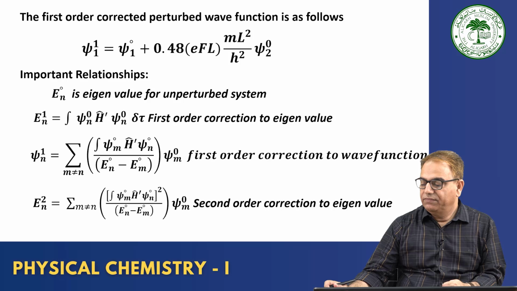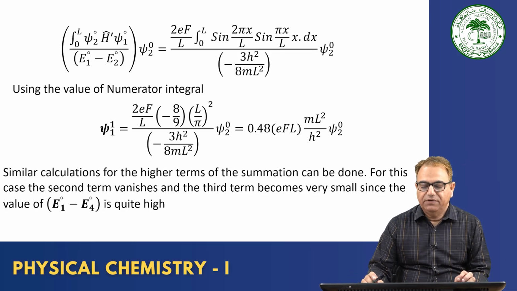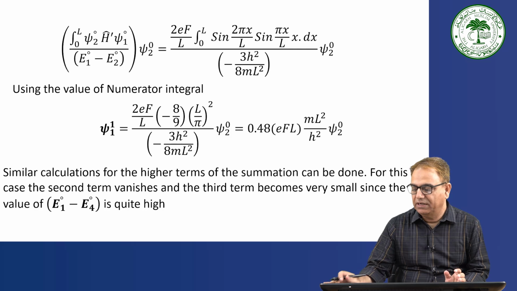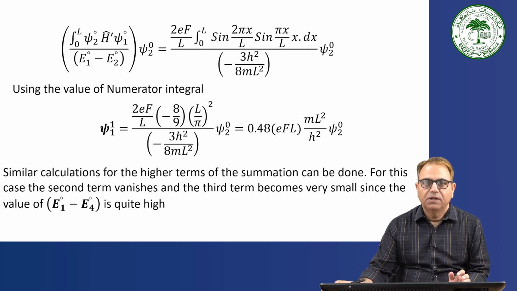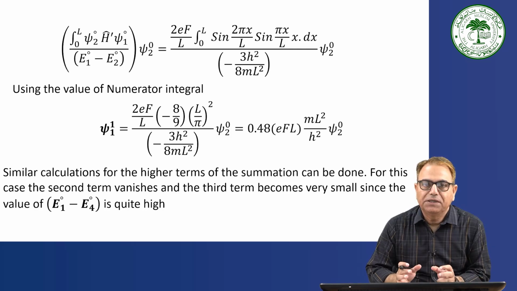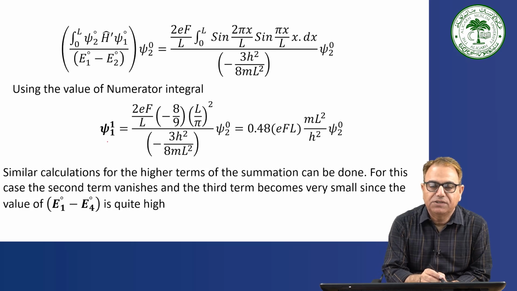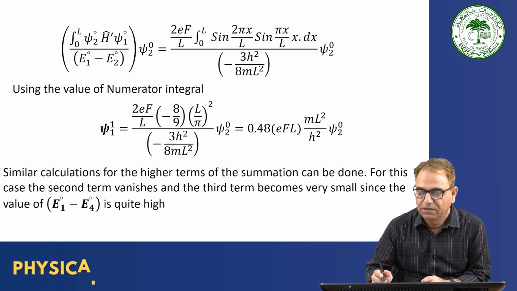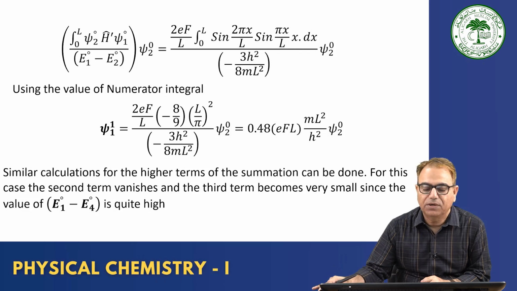Then we take another problem. We calculated psi 1 for this perturbed system, and the higher order terms we will not calculate. I told you why we don't calculate them. For this perturbed system we calculated psi 1, the first order correction to the wave functions, and because E1 minus E4 will be very high, the ratio will be very small and we need not calculate higher terms. This term is enough for giving approximately good wave functions.